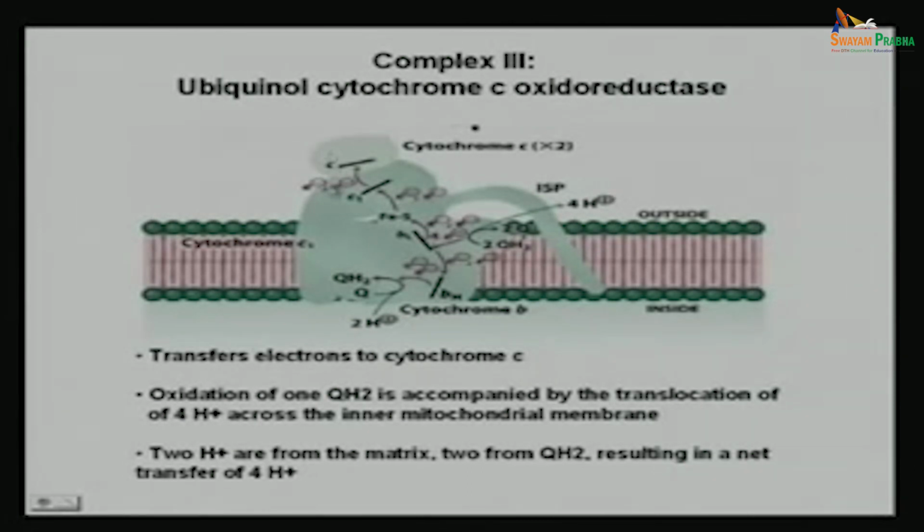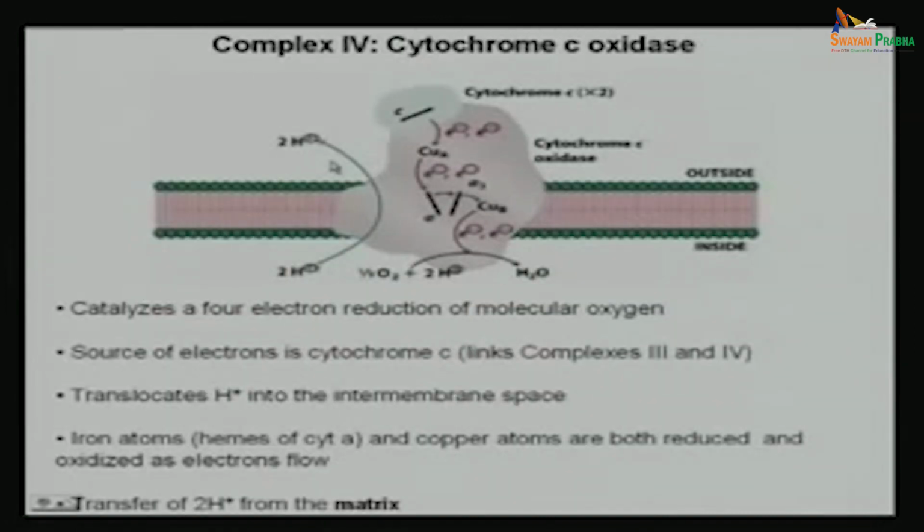Now, cytochrome C accepts this electron, and then it catalyzes a 4-electron reduction of molecular oxygen. The source of electrons is cytochrome C. This cytochrome C further donates the electron via the copper complex, and then it comes to cytochrome A3, and ultimately it reduces oxygen to water molecules.